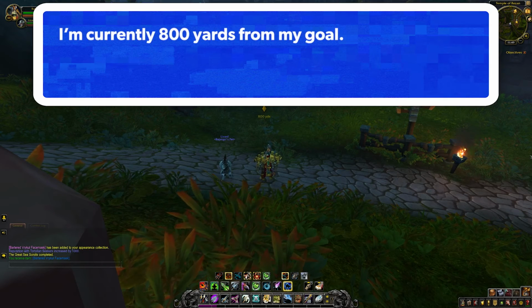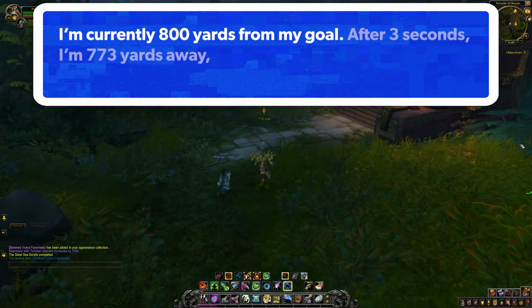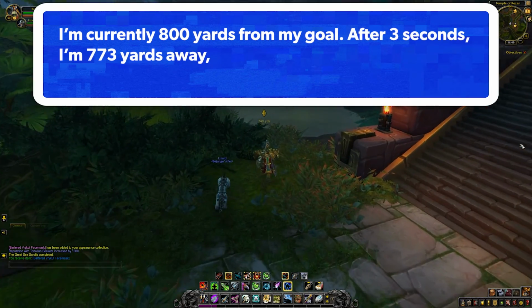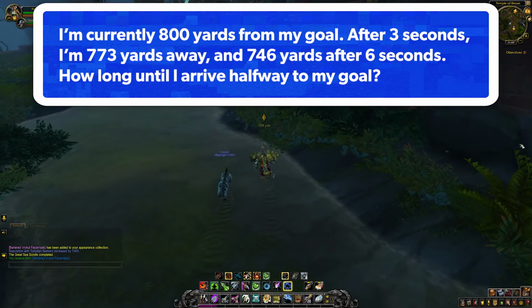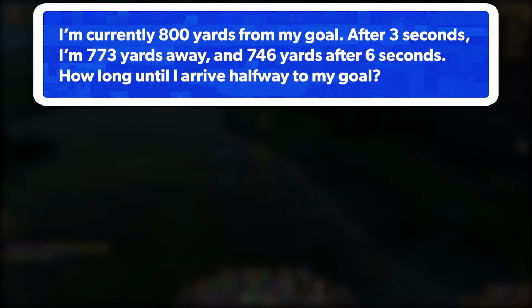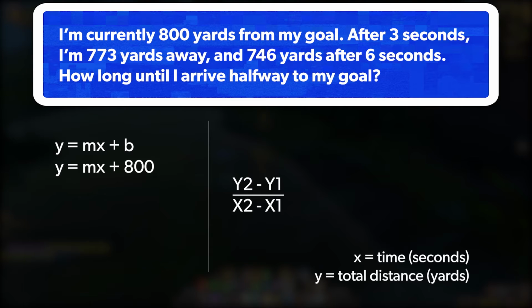In World of Warcraft, I'm currently 800 yards from my goal. As I start walking, I notice that I'm 773 yards after 3 seconds, and 746 yards after 6 seconds. How long until I arrive halfway to my goal? Let's define the variables. X equals time in seconds, and y equals total distance. So far, we know our initial value, b, is 800. Let's solve for a. Our coordinates in this case are 3, 773, and 6, 746.